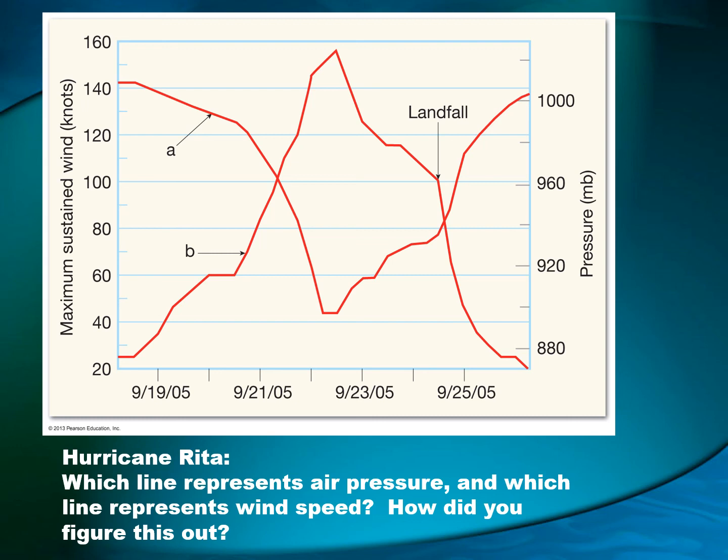Okay. All right, we have two lines here. We have A and we have B, and then it shows us where it makes landfall. Okay, so questions. Which line represents air pressure and which line represents wind speed, and how did you figure this out? What do you think, guys? A or B, which one is air pressure? Do you remember that hurricanes are low pressure centers, right? So A has to be pressure because it's dipping down there. And the one that appears to be almost a mirror image is line B, and that's going to be the wind speed. Remember, as your air pressure drops, your wind speeds are going to increase.